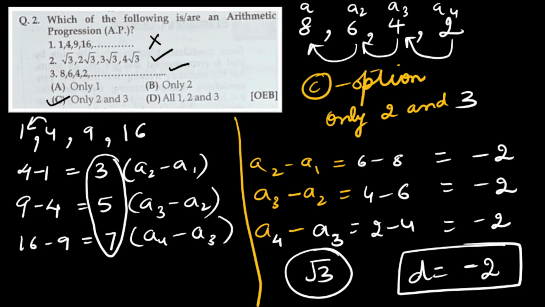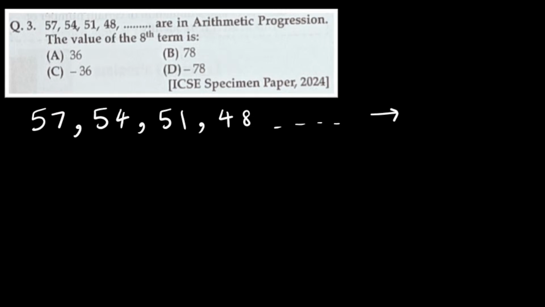Let's do the next question. So it's good. I can see you people are solving the questions along with me. Very good. Let's do the next question now. So one sequence is given to us. The sequence is 57, 54, 51, 48 and so on. The sequence is AP.